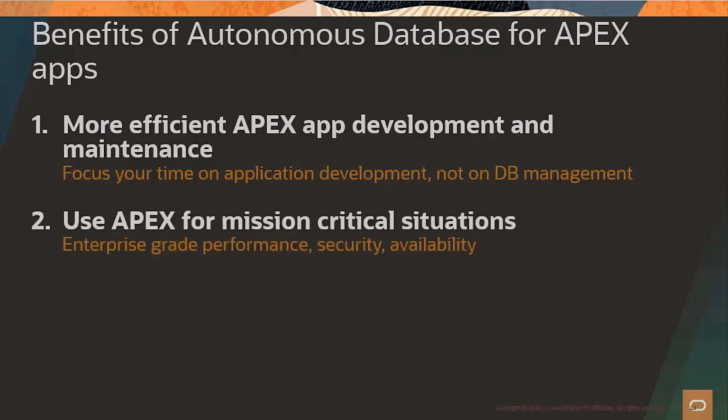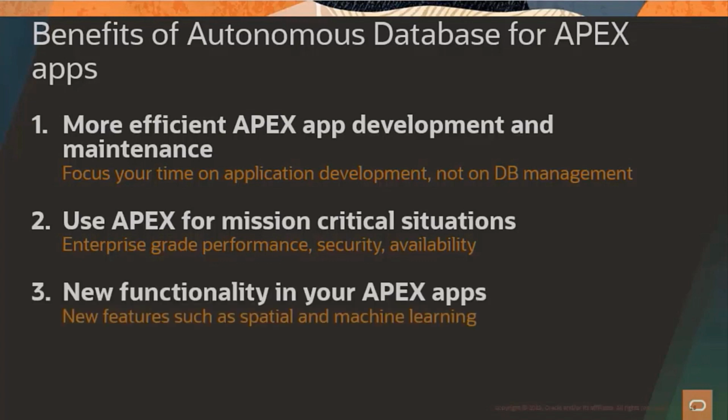Autonomous is also a great match if you're looking to use Apex for mission-critical applications and if your applications need to be more performant. If availability or failover is important, or if you're looking for a higher standard of security, this can be a great match. Last but not least, we can extend Apex applications with new functionality that comes bundled.